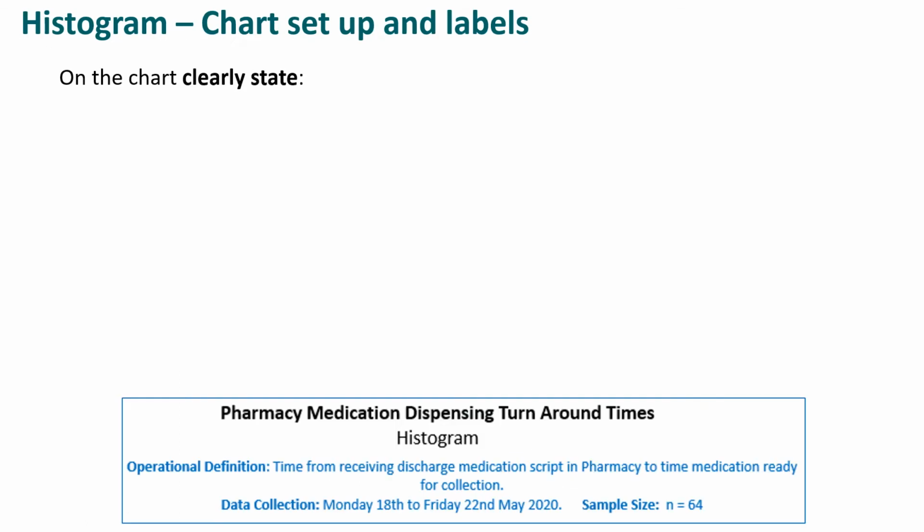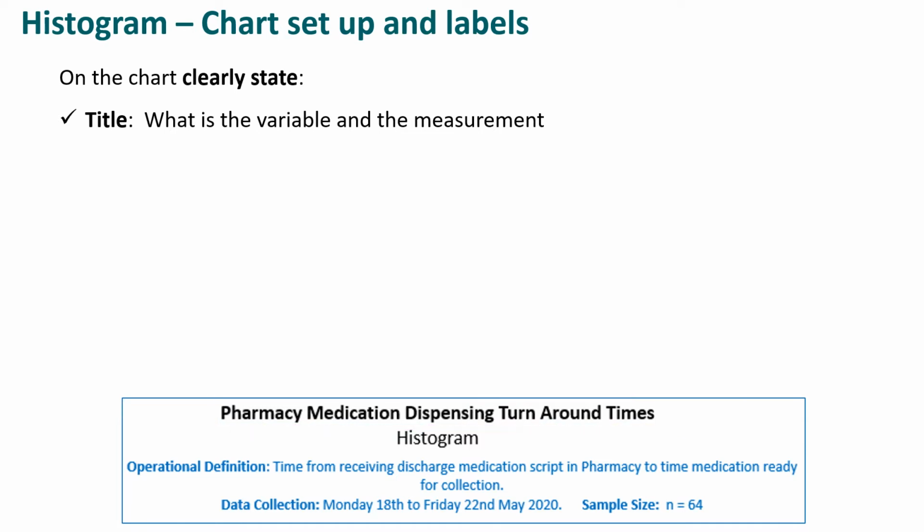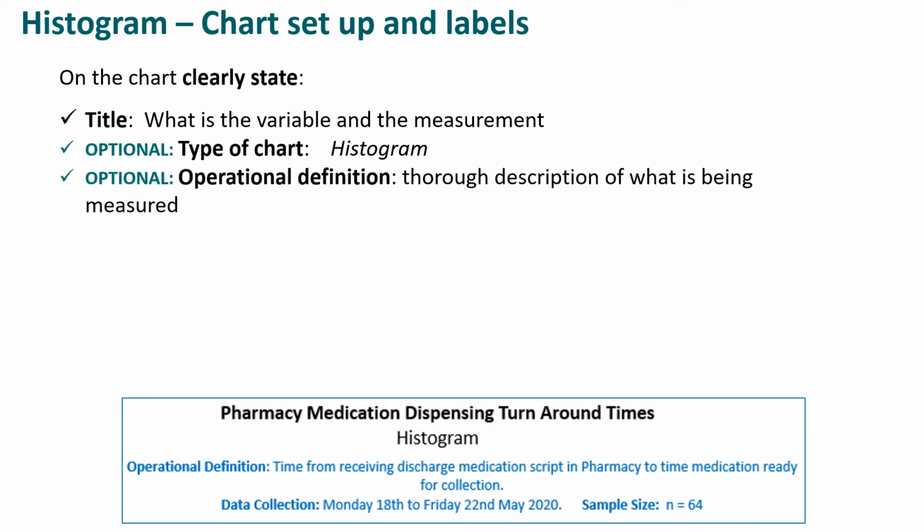To really help people understand your histogram, it's a good idea to have very clear labels. So on the chart, clearly state, for example, the title, like what is the variable and what's being measured. The example here is about pharmacy medication dispensing turnaround times. Something that's optional is to state the type of chart it is. For example, here it's a histogram.